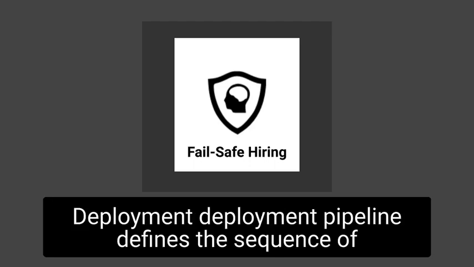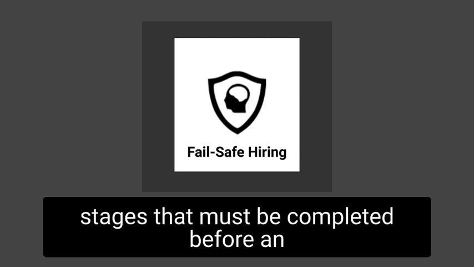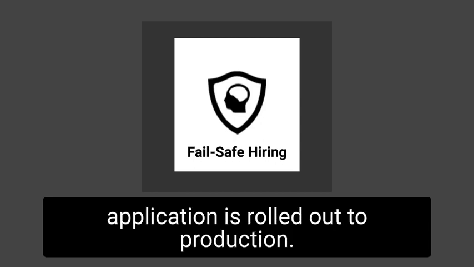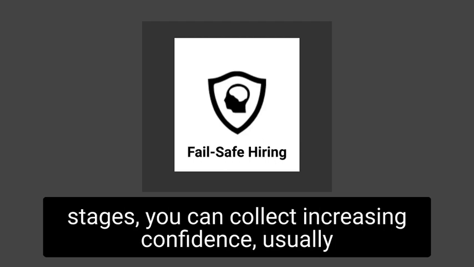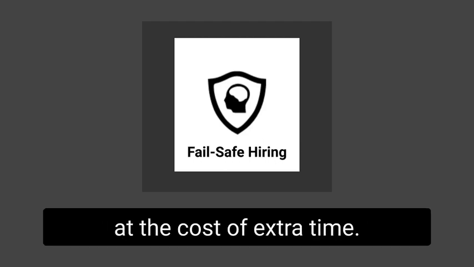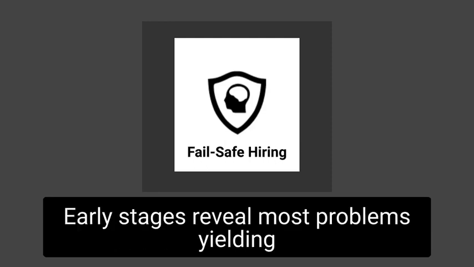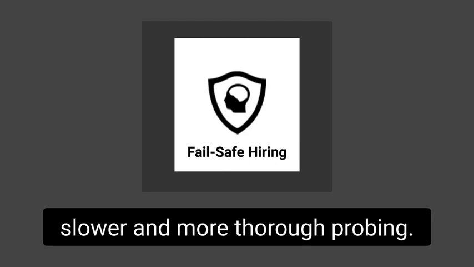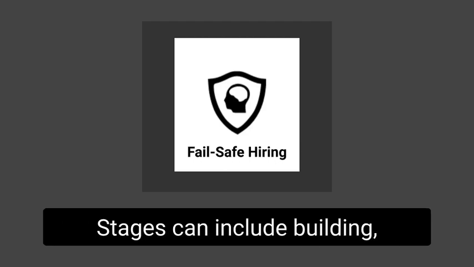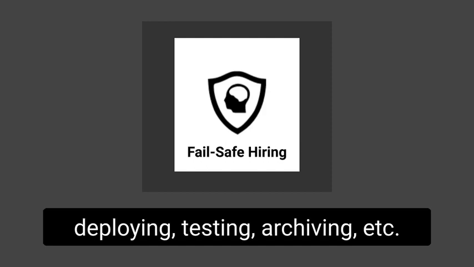Deployment pipeline. Deployment pipeline defines the sequence of stages that must be completed before an application is rolled out to production. By breaking up the deployment lifecycle into stages, you can collect increasing confidence, usually at the cost of extra time. Early stages reveal most problems, yielding faster feedback, while later stages provide slower and more thorough probing. Stages can include building, deploying, testing, archiving, etc.